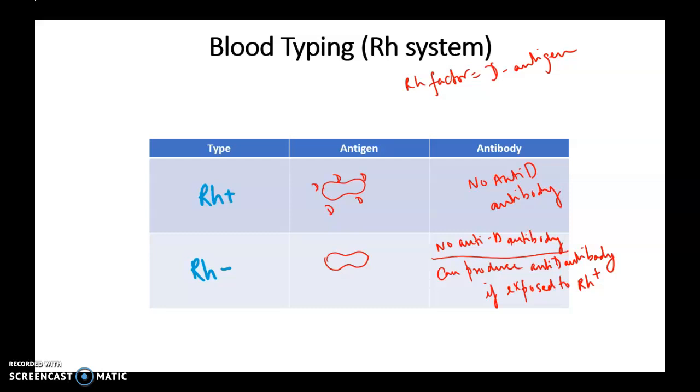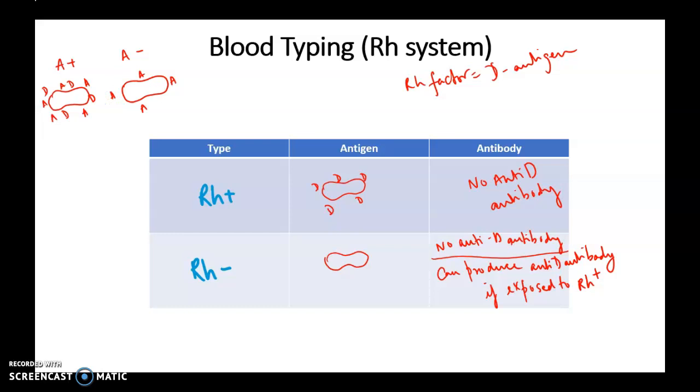All right. So let's talk about a person who is A positive. I'll just write here A positive. So I draw the RBC. On the surface of the RBC, you will have A antigens, and he's positive, right? So you will also have the D antigens. A person who's A negative will have only A antigens on the surface and no D antigen.